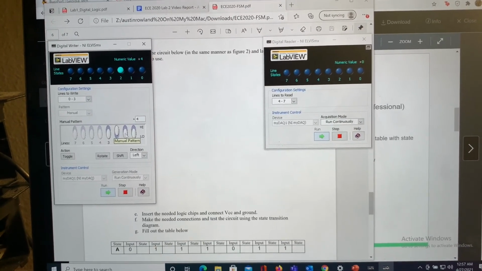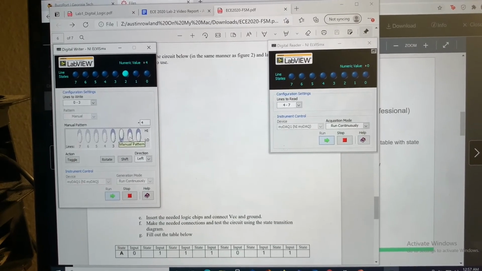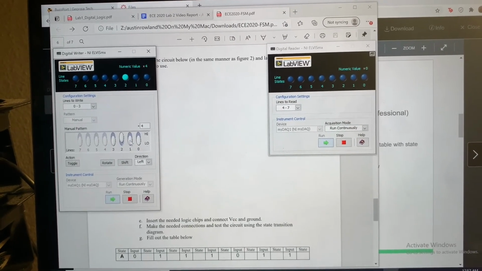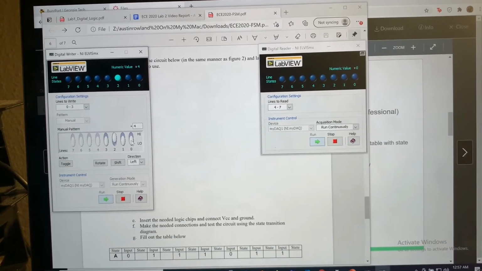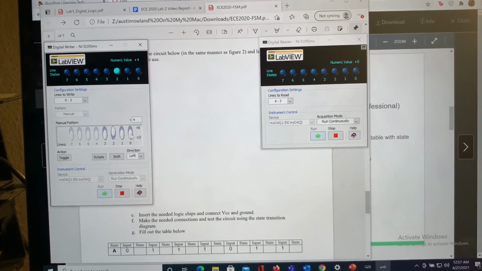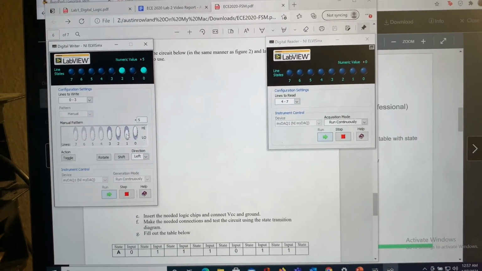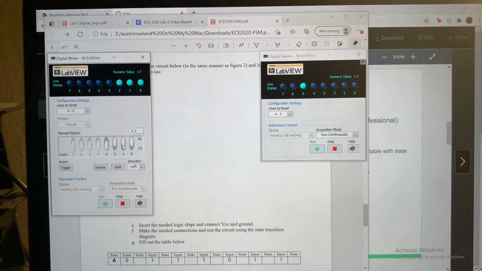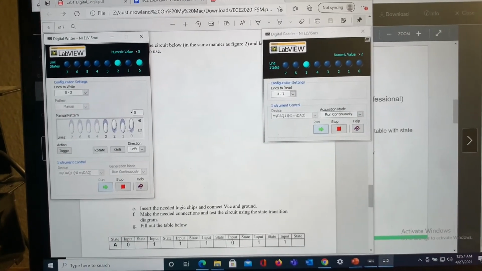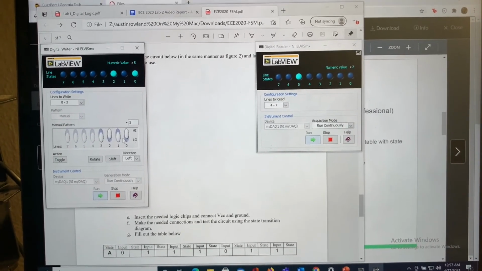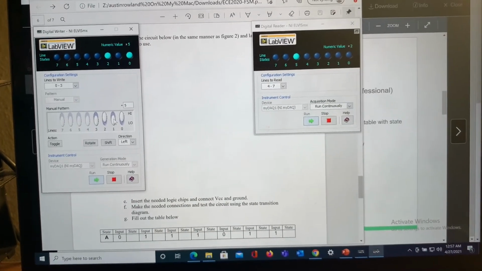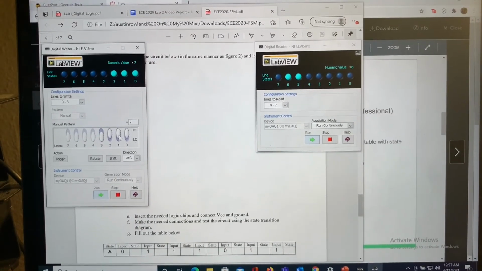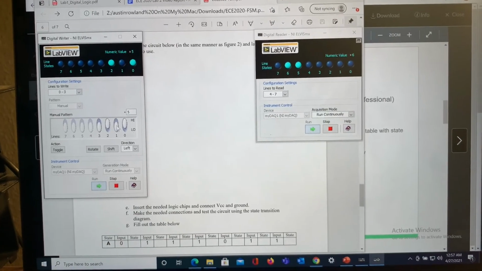And then with an input of 0 for A0, we turn the clock on, turn the clock off, and then we are at state A again. Now we need an input of 1. We turn the clock on. We are now at state B, turn the clock off. We need an input of 1, so we leave that at a high. And then now we are at state D, turn the clock off.